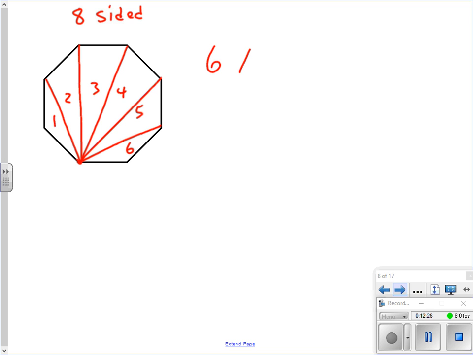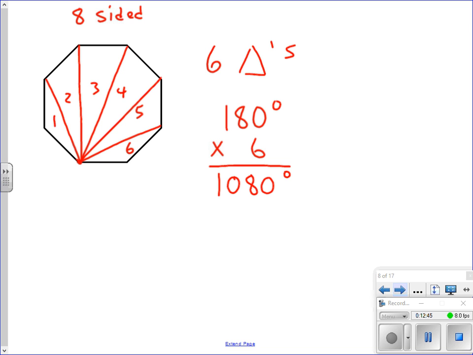6 triangles, and we all know that each triangle is worth 180 degrees. So we take 180 degrees and times it by 6 triangles. 6 times 180, use your calculator if you need to, it's 1,080 degrees. So all of the angles added together would be 1080. That's inside of an 8-sided shape.